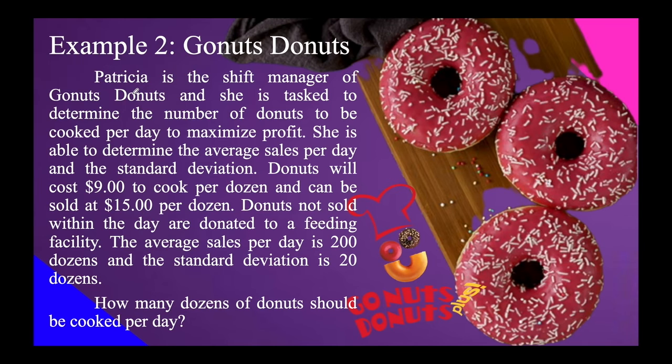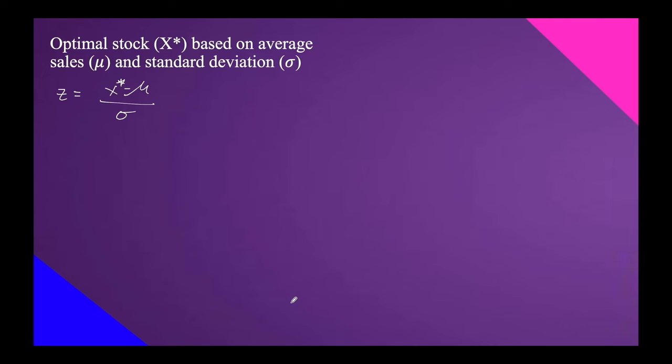Dahil nga sa problem, the question is, how many dozens of donuts should be cooked per day? How many? And that is represented by x. In our problem, ang hinahanap natin is optimal solution. So, x asterisk. Okay, I hope that is clear. So, meaning to say, palabasin natin yung formula nito. So, cross multiplication, z sigma equals x asterisk minus mu. So, may minus dyan, lipat sa kabila. Z sigma plus mu equals x asterisk. Shift natin yung ating formula. X asterisk equals z multiplied to sigma plus mu.